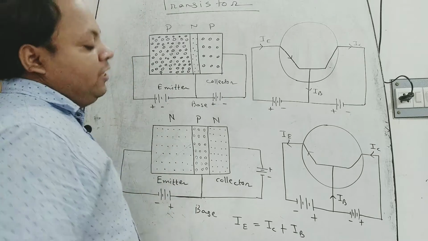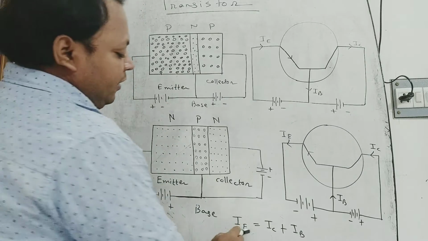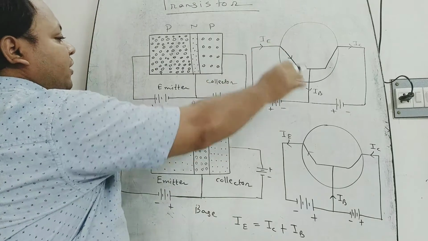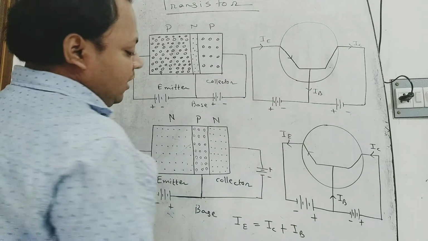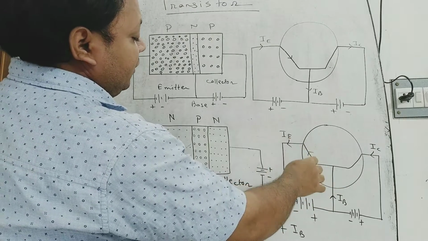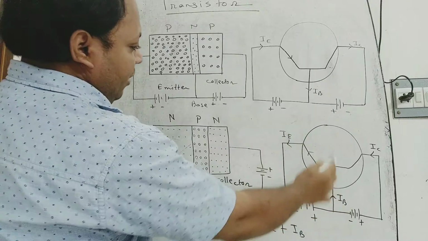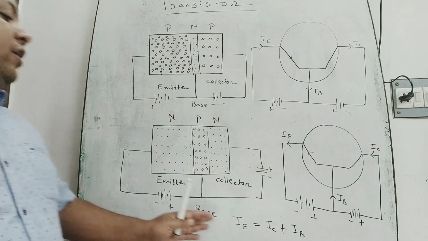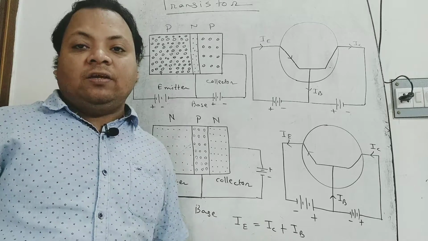In both cases, IE is equal to IC plus IB. That is, emitter current is equal to base current plus collector current. Similarly, in this case, IE is equal to IB plus IC. That is, emitter current is equal to collector current plus base current.